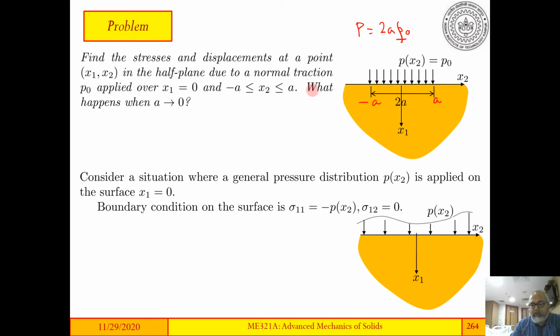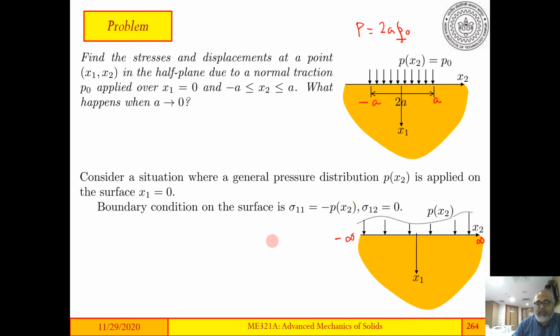Before solving this problem, let us solve a more general problem where this pressure is applied from minus a to a, whereas in the general problem we have applied some pressure distribution, not a constant one, that varies with x2 from minus infinity to infinity.